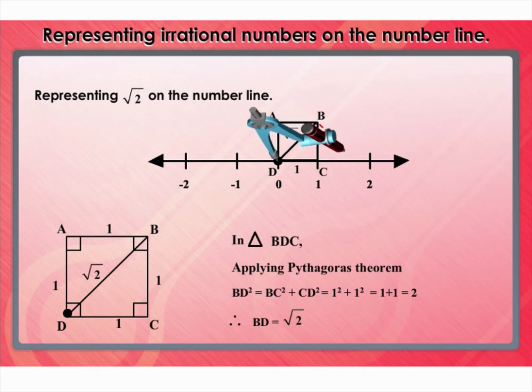Now extend the compass to B and then draw an arc like this by cutting the number line at a point. We denote this point as X. In this case, the length of BD is equal to OX or DX. Why? Because this will be the same radius. This will be an arc, so it has the same radius. So we can write BD is equal to DX, which is equal to OX. Therefore, OX is also equal to root 2. So this point represents the square root 2 on the number line.